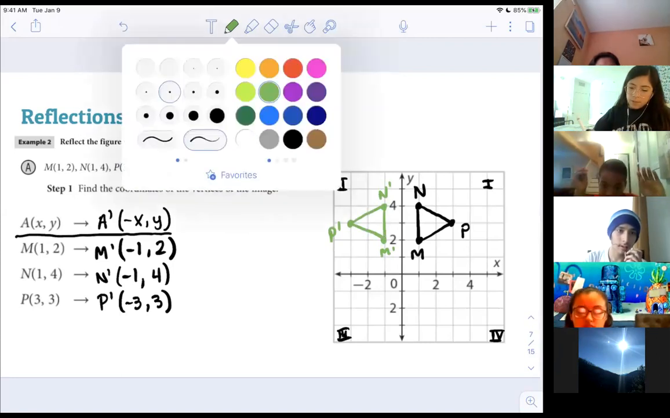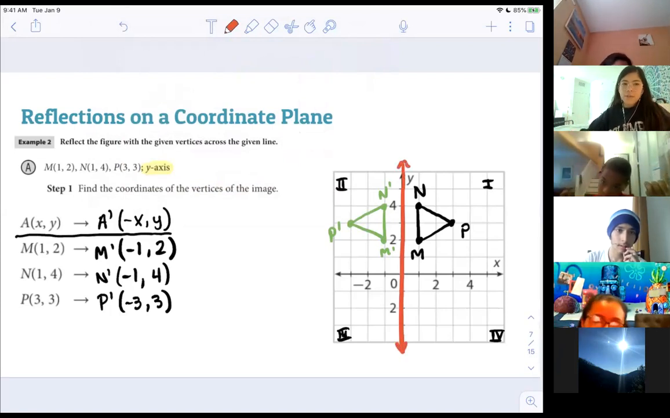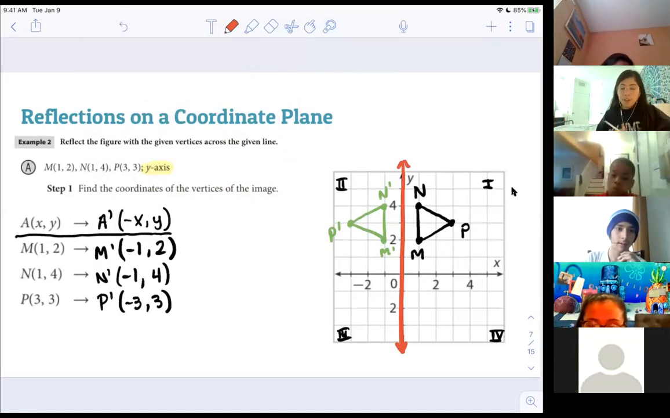Okay, so the y-axis was my line of reflection. All I had to do was change all my x values to negative, or to the opposite. So if you're going the other way, if they were all originally negative, then you would change them to a positive. You're just flipping the sign. That's all it is. Any questions on reflections over the y-axis?